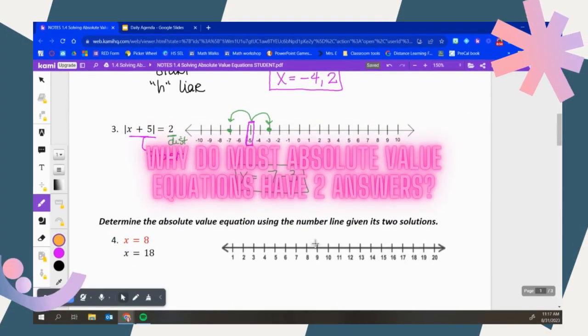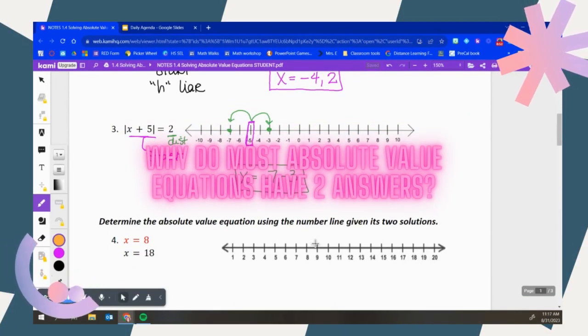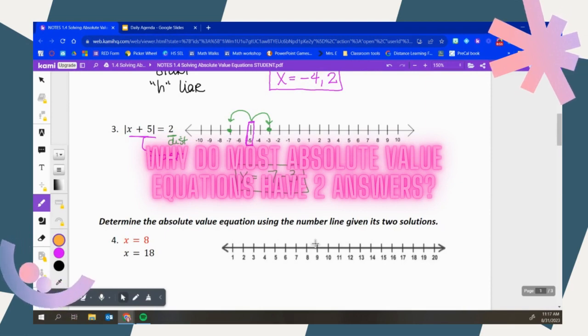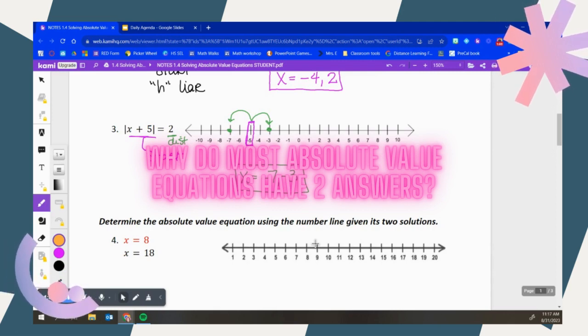Does it make sense why we are having two answers? Yeah? Most absolute value equations will have two answers. Not always, but most of the time. I'm going to show you some examples today where you may only have one solution, and then there are some other times where you have no solution at all. But most of your absolute value equations will have two solutions.